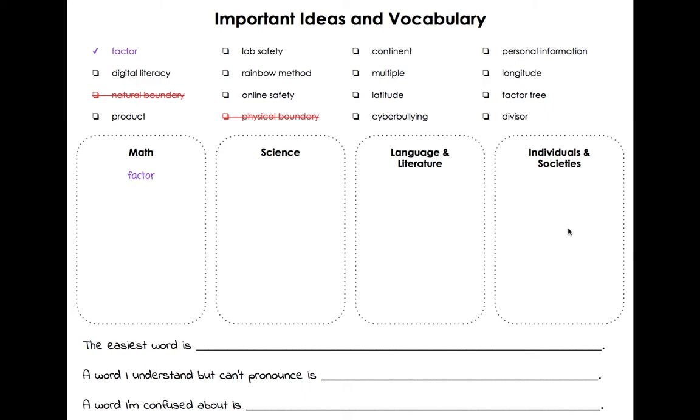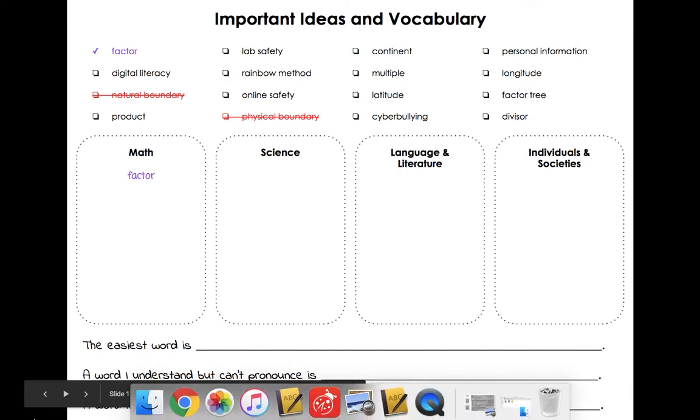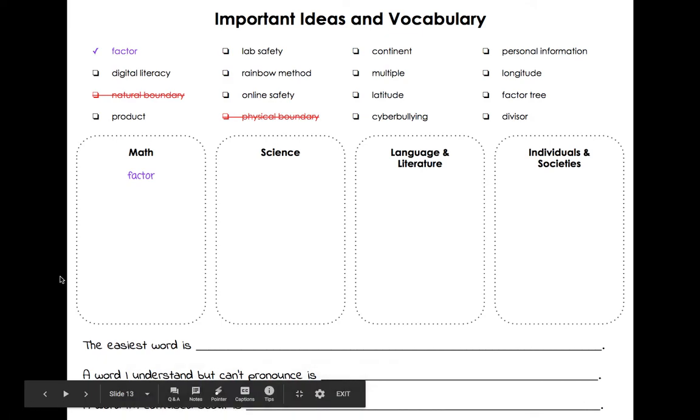Now that you've found where all the vocabulary words go, write the easiest word. If there's a word you understand but you can't pronounce or say it out loud, write it here. If that's not true for any of them, you can just say none of them. Finally, a word that you are confused about. Again, if there's a word here you're confused about, write it down. If not, leave it blank.